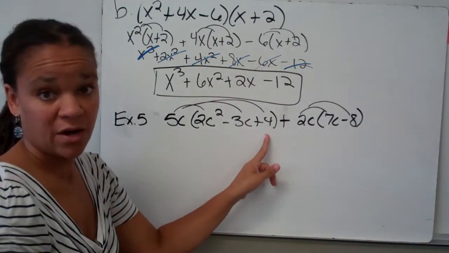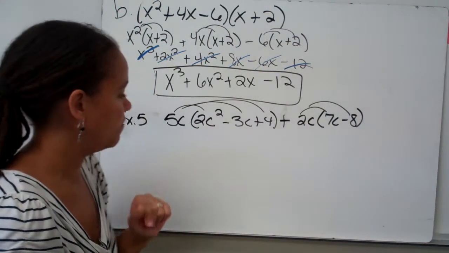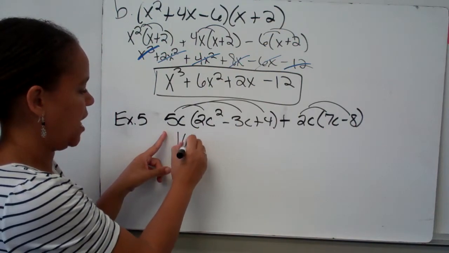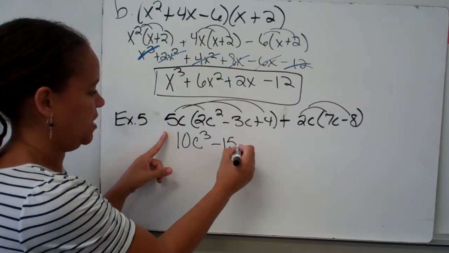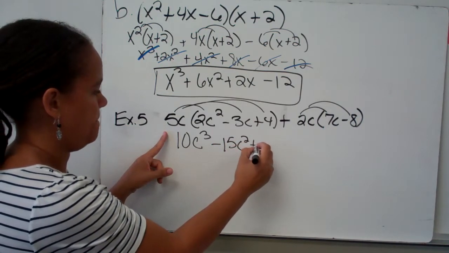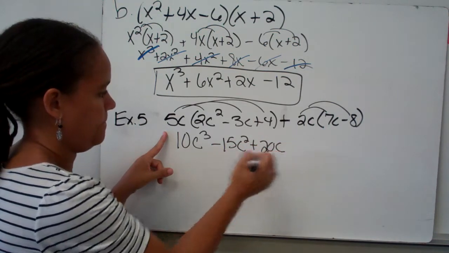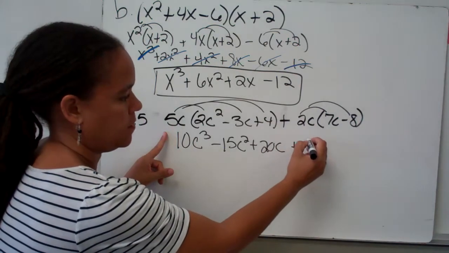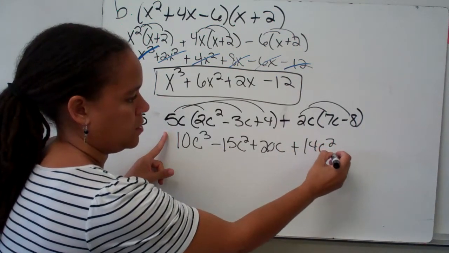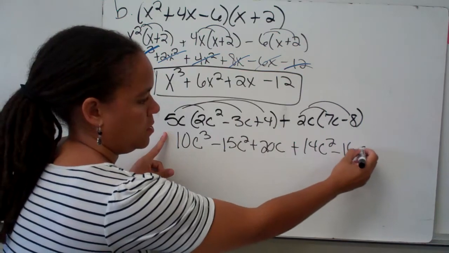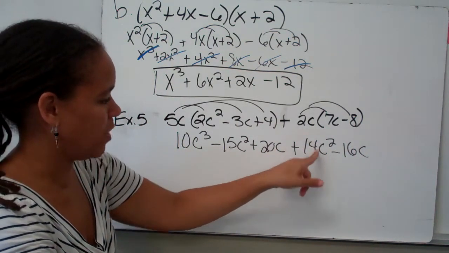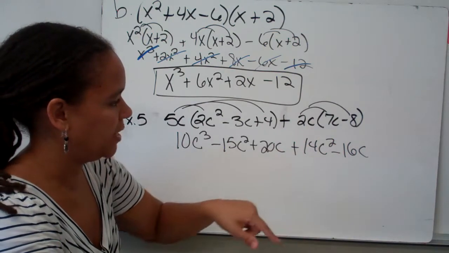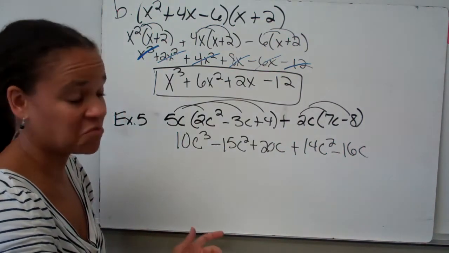Distribute everything in here, and then we're going to add it to this distributed. So here we go. 10c cubed. See if you can beat me. Minus 15c squared. Did you win? All right, let's see. Check my work. Make sure it's right. 14c squared minus 16c. Looks right.